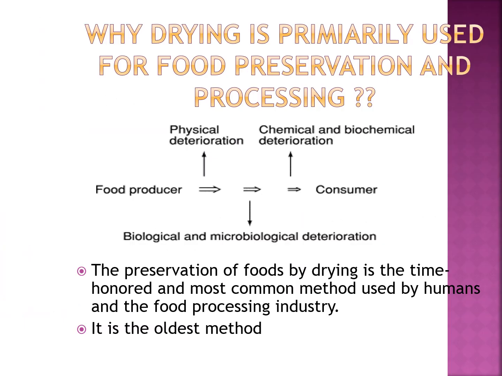Now the question arises, why is drying primarily used for food preservation and processing? As we know, as the food is produced, before reaching the consumer, it can lead to various reactions, which can be chemical reaction, physical deterioration, biological or microbiological deterioration. The preservation of foods by drying is a time-honored and most common method used by humans and the food processing industry, and it is one of the oldest methods as well.